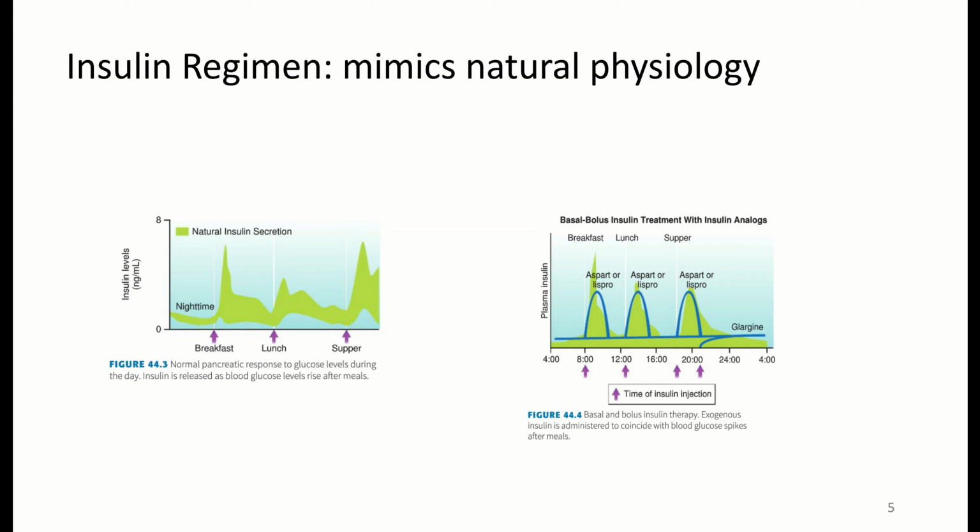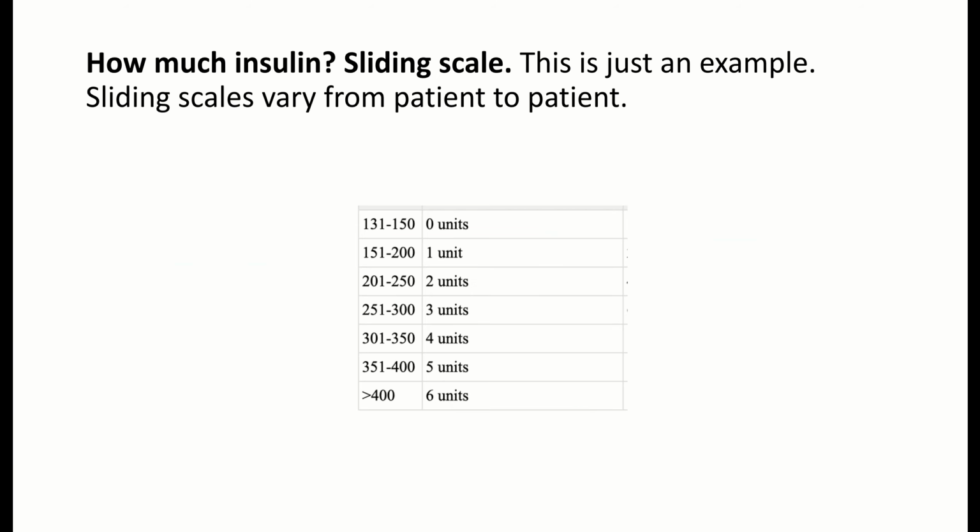The intermediate or long acting insulin would typically be fixed in units. The short or rapid acting insulin is typically administered using what's called a sliding scale. How much regular or rapid insulin should you give? The typical answer is a sliding scale.